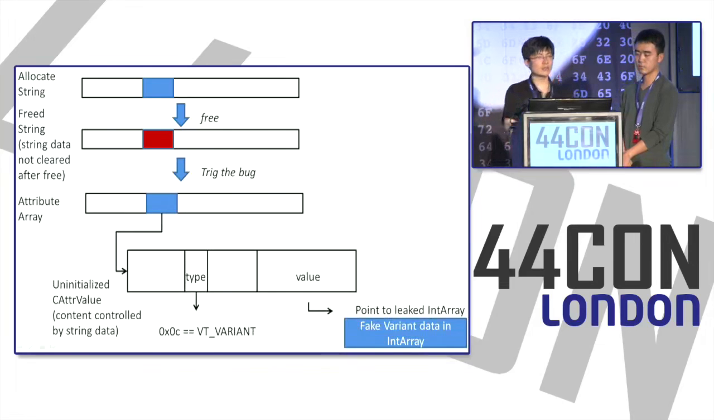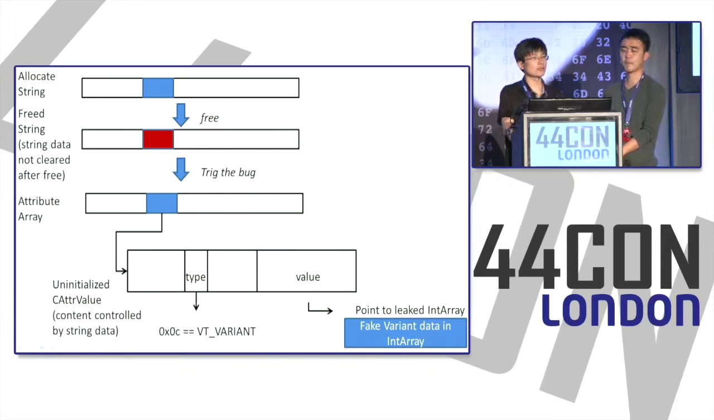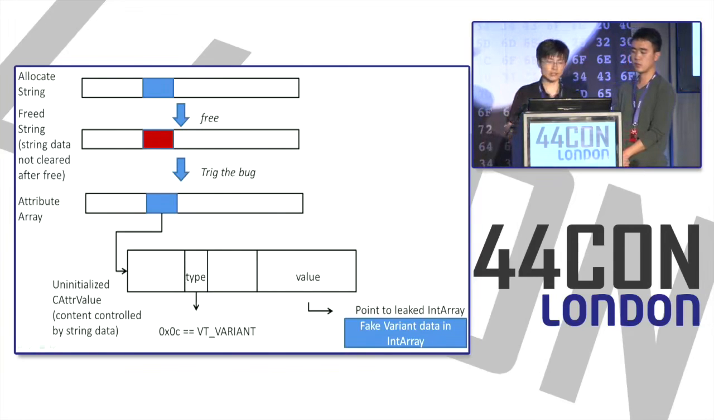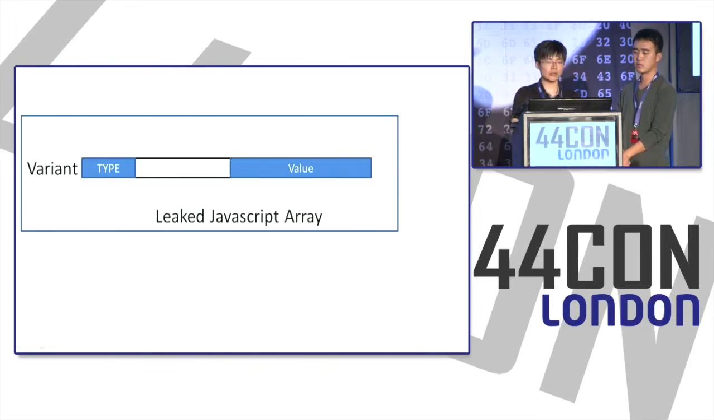We set the type of this attribute to 0x0c, which means VT_VARIANT. So this attribute will point to a variant data structure. And we let this pointer point into the JavaScript array whose address we just leaked. So this attribute now becomes a variant attribute, and the variant data points into the JavaScript array, which we can control. So we have full control of a variant data structure.